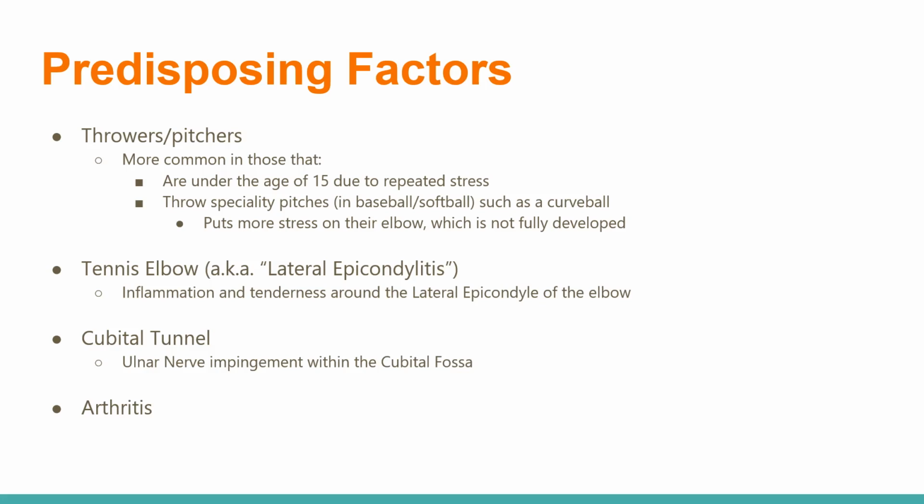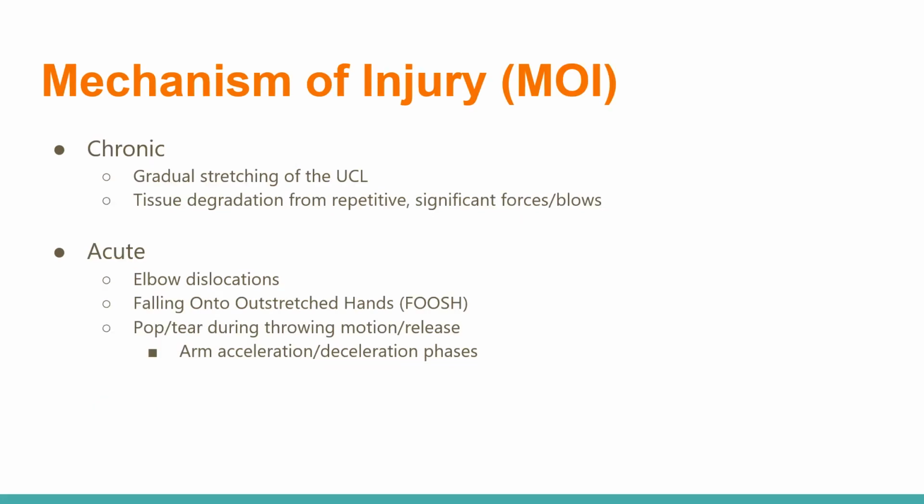Predisposing factors include throwers and pitchers. They are much more common in those that are under the age of 15 due to repeated stress. Throwing specialty pitches in baseball or softball, such as a curveball, puts more stress on their elbow, which is not fully developed. And conditions such as tennis elbow, cubital tunnel, and arthritis can also predispose an athlete to ulnar collateral ligament tears.